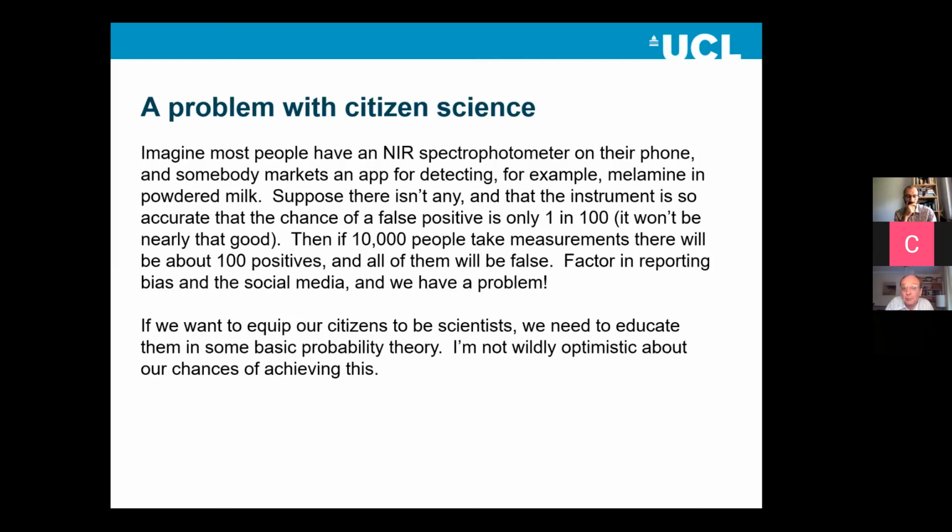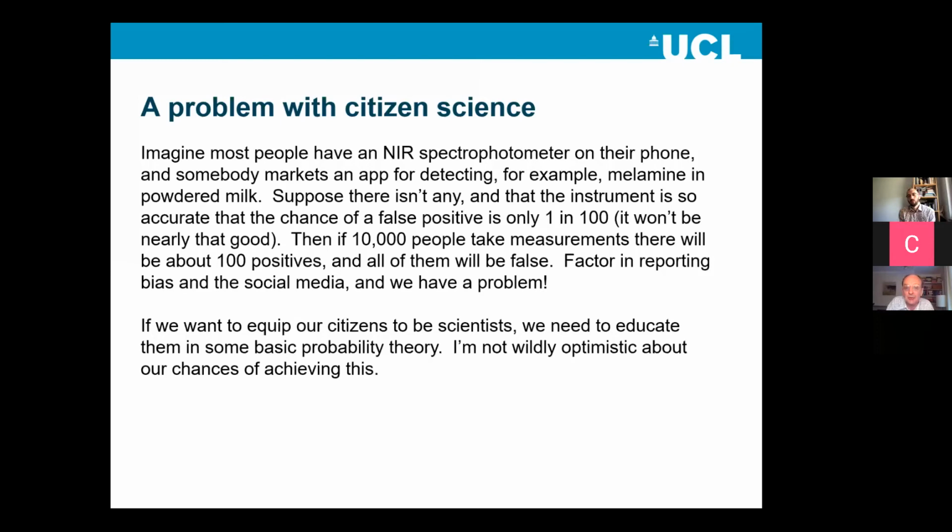None of the instruments are going to be that good. So now we imagine 10,000 people taking measurements. There are going to be about 100 positives. And they'll all be false positives. So it's obvious, but if a lot of people take measurements and there's a small chance of a false positive, you will get a lot of false positives.